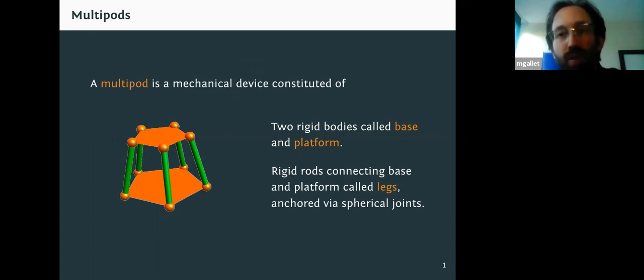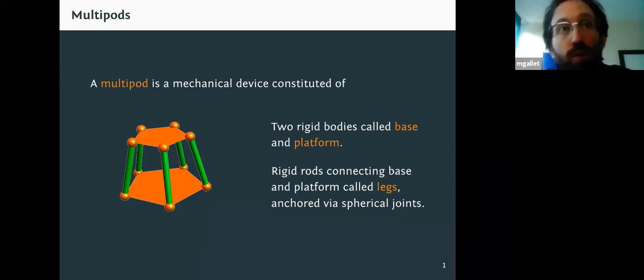And so a multipod is a mechanism, a mechanical device, which is constituted of two rigid bodies. They are called the base and the platform. And these two rigid bodies are connected by several other rigid bodies, which you can think about as rods, which are called legs. And the legs are anchored at both the base and the platform via spherical joints, namely joints that allow any possible rotation around them.